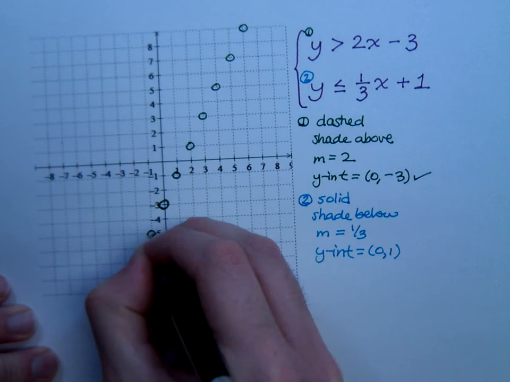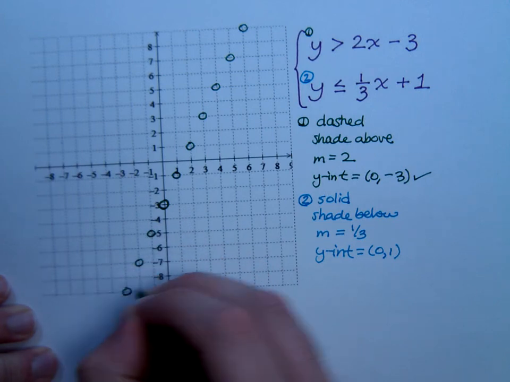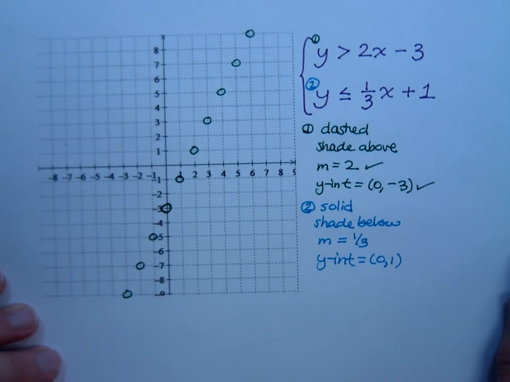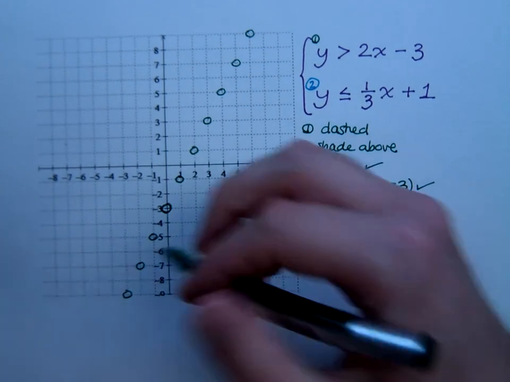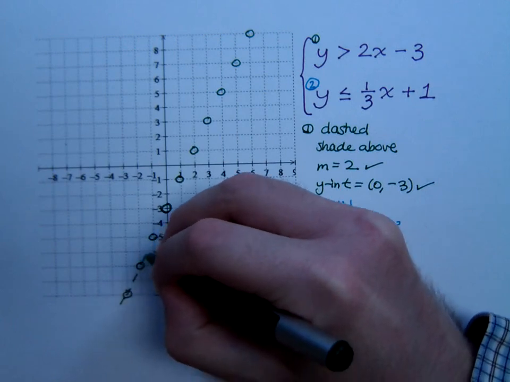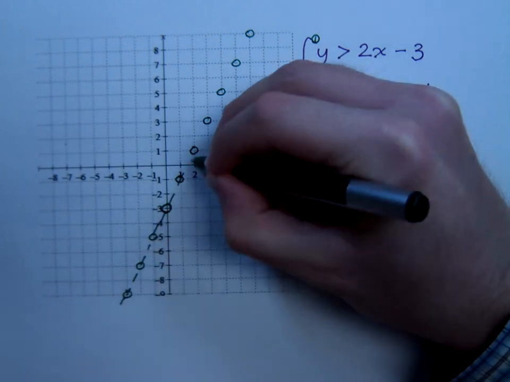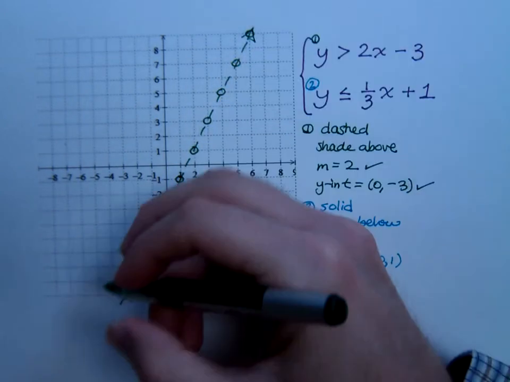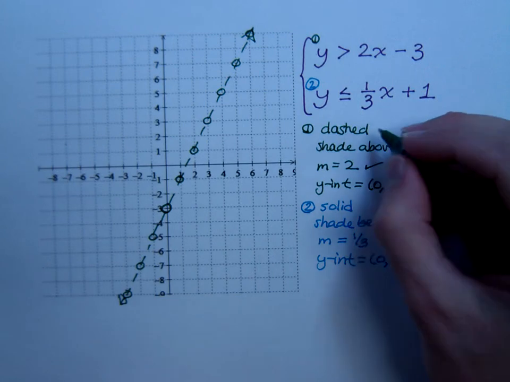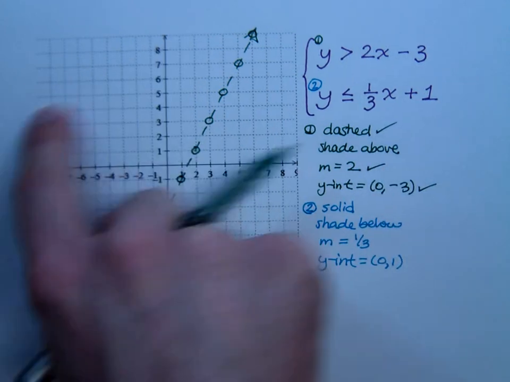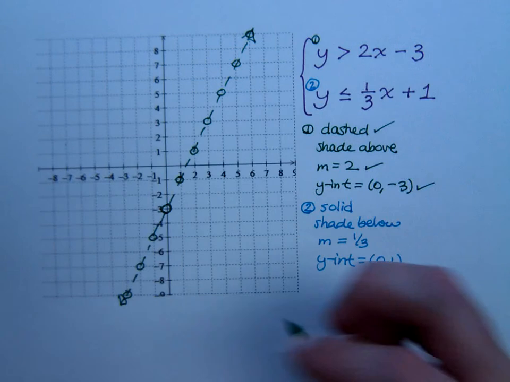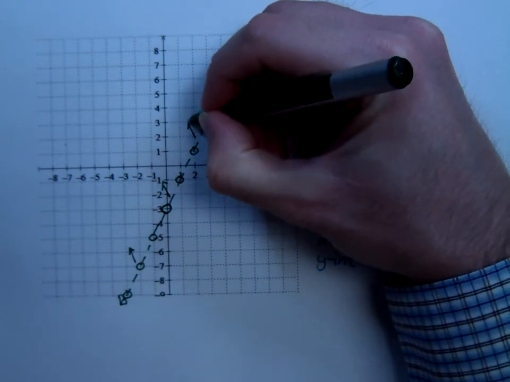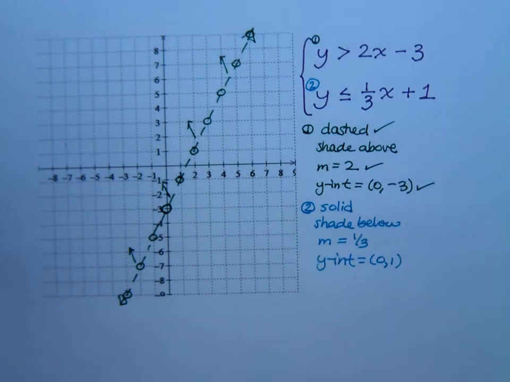This should not be a problem for us at this stage in the game. So there's my slope of 2. It's a dashed line. That's the reason why I've got these open circles anyway. Now it says to shade above. I do not want you to shade this whole region. That's going to get in the way. Just draw little arrows here saying, okay, I'm going to be shading over here so I know where I need to be looking at. But don't shade that whole region.